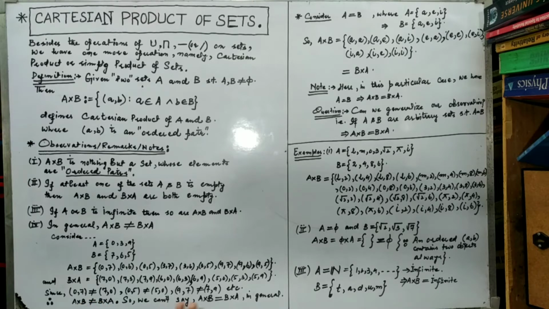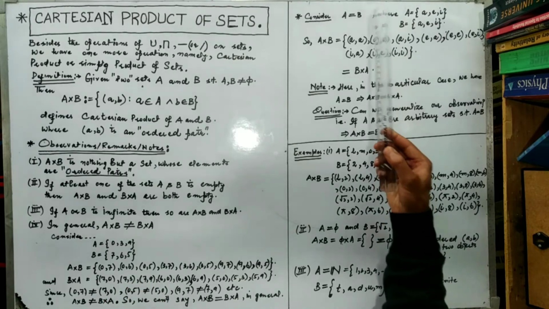So here I have several objects in these two sets, A cross B and B cross A, which are not equal. So it implies that A cross B is not equal to B cross A. So here I have an example in which A cross B is not equal to B cross A.